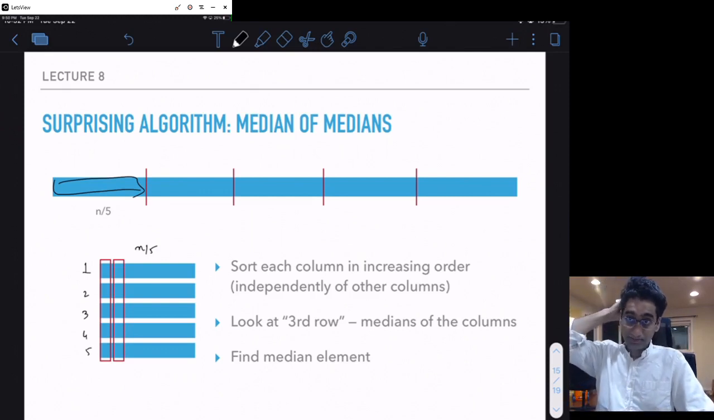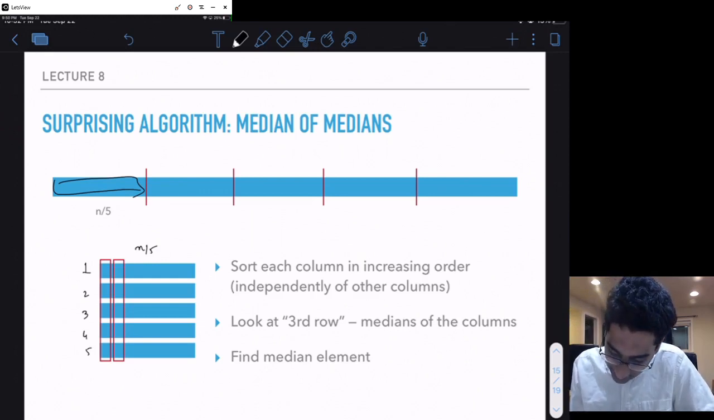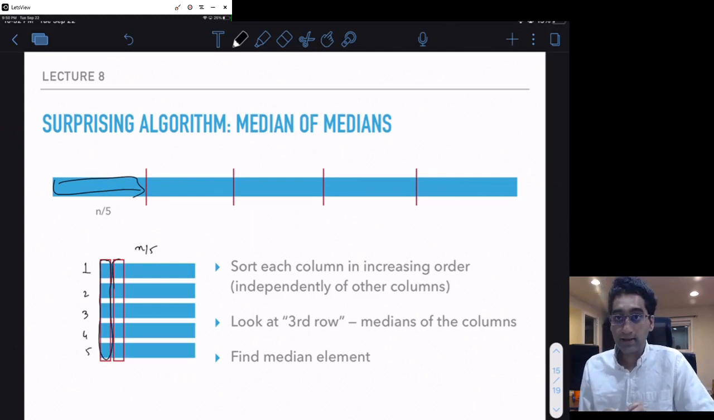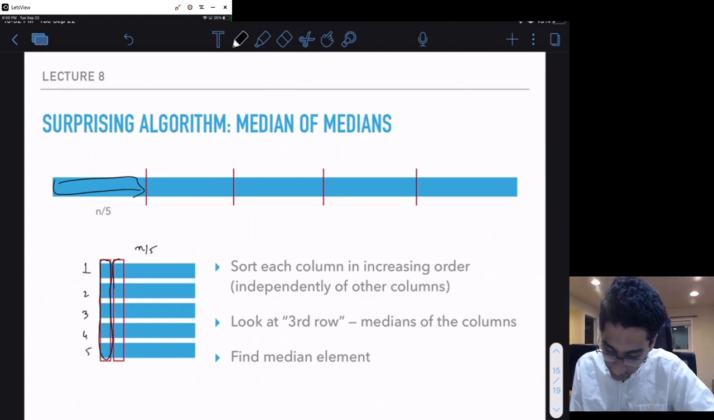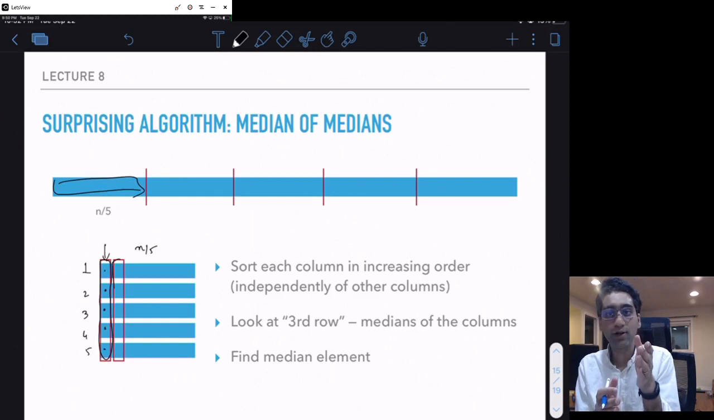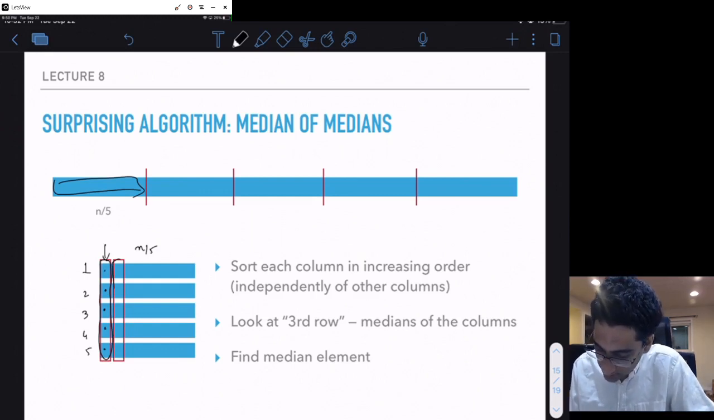Now I would like to view this as a matrix. It's like a 5 times n by 5 matrix. And now I want to look at the columns of this matrix, and I sort the columns in increasing order. Each column I sort independently. These are just 5 elements in a column, so I sort them by some brute force algorithm, let's say merge sort. There are only 5 elements, so any sort takes constant time. So this is constant time per column.